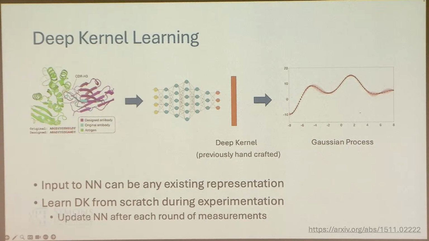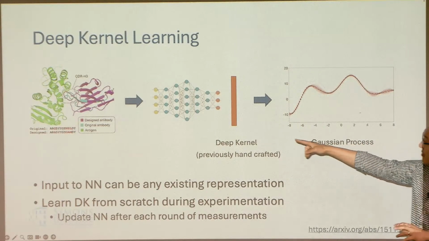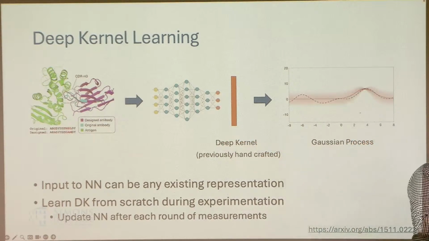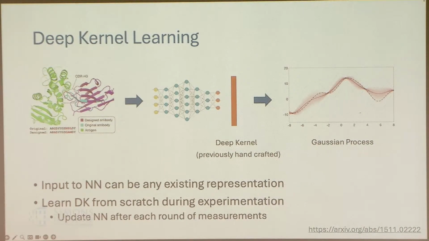So instead of building your Gaussian process on the native space, you build it on top of this embedding that has been processed by a deep neural network. That's essentially what deep kernel learning is. And what we're going to do is actually learn this deep kernel, this neural net, from scratch online during the experiment design, because this new experiment is out of distribution, and we want to see if we can just learn the deep kernel from scratch.